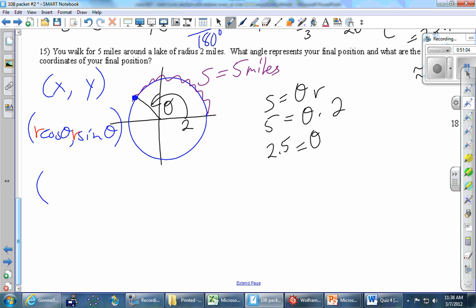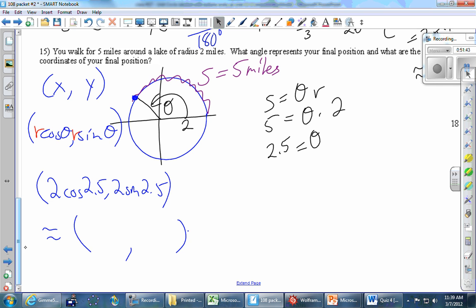Okay, let's fill in the blanks for this trip. How much is R? It's 2. Cosine of, we just figured out the angle is 5/2 or 2.5. R cosine of theta: 2 cosine of 2.5. That's the X coordinate. And the Y coordinate, same thing, but with a sine. Questions on that format there?